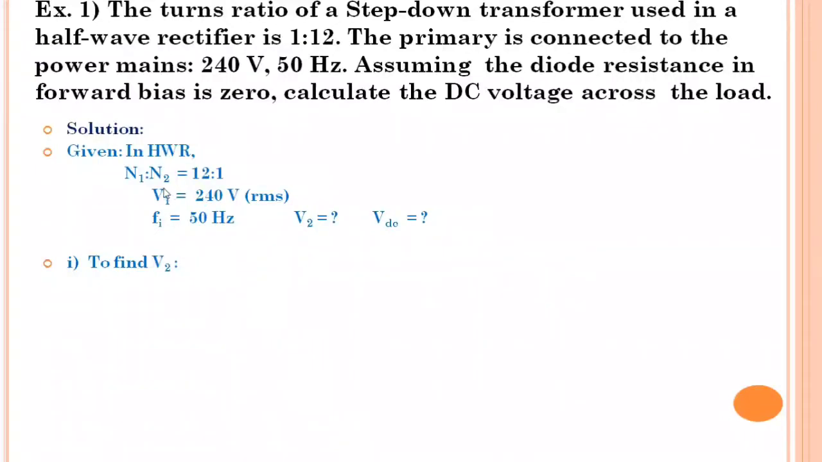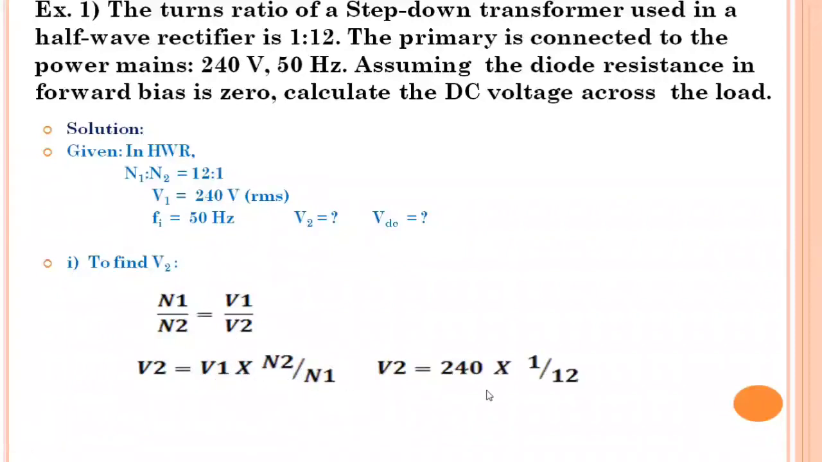As per the turns ratio given here, we know that the turns ratio bears the voltage ratio. Number of turns of the primary upon number of turns of the secondary equals the primary applied voltage upon the secondary voltage. We have to find out V2, so rearrange it: V2 equals V1 into N2 upon N1. Put in the values and solve it. V2 becomes 20 volt. If not mentioned, you have to assume it is an RMS value.